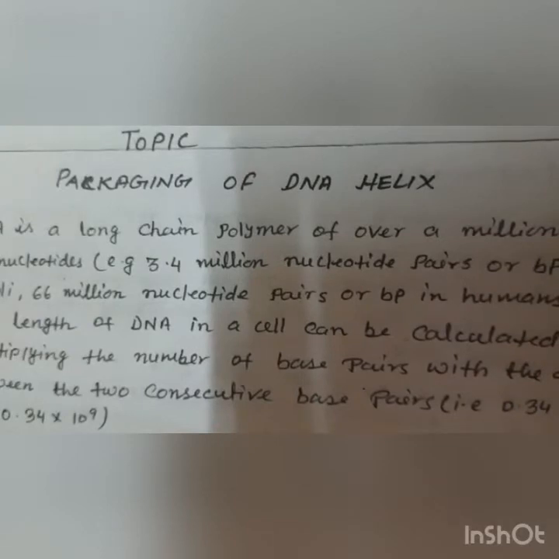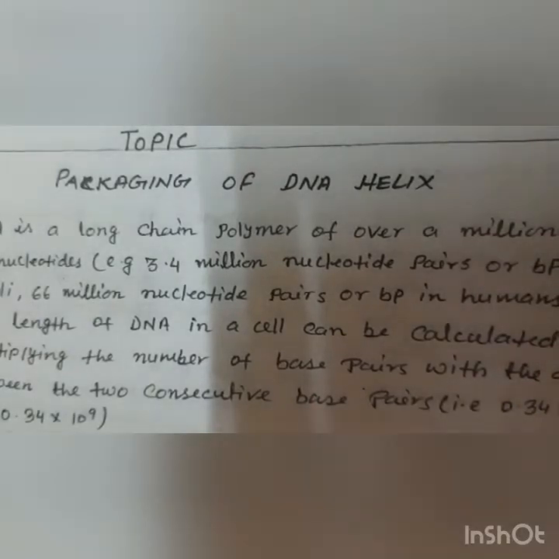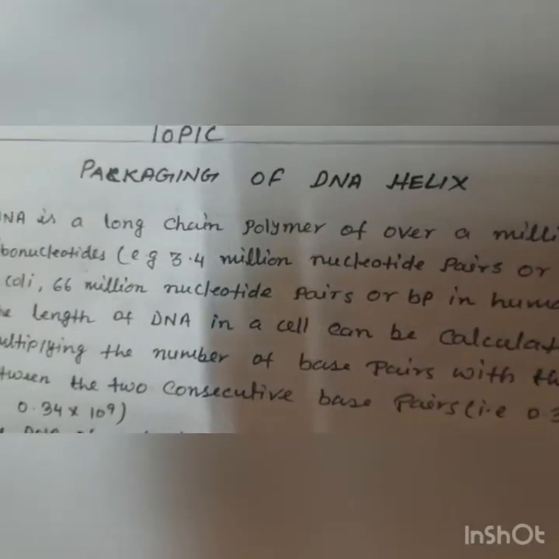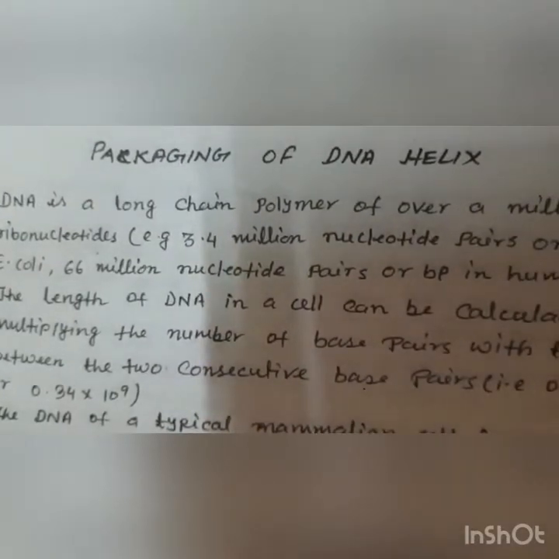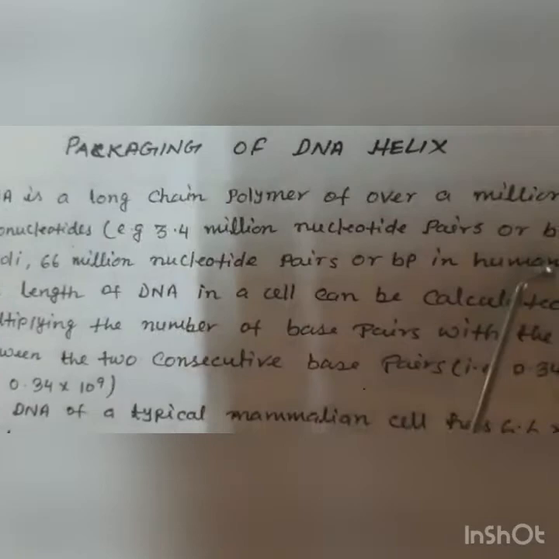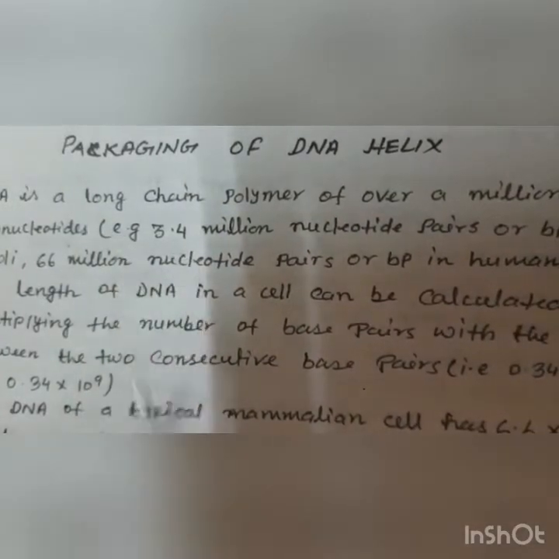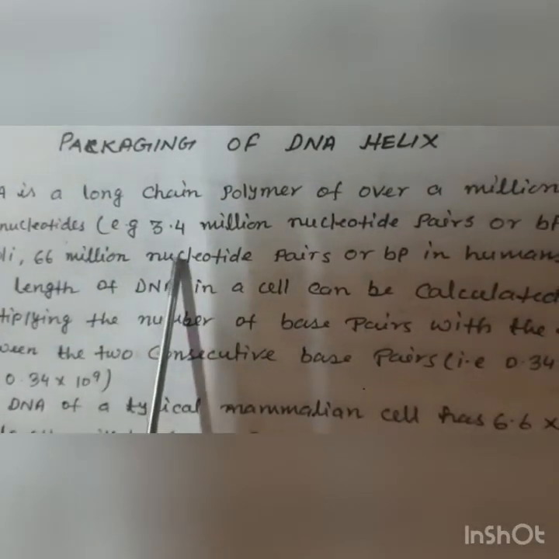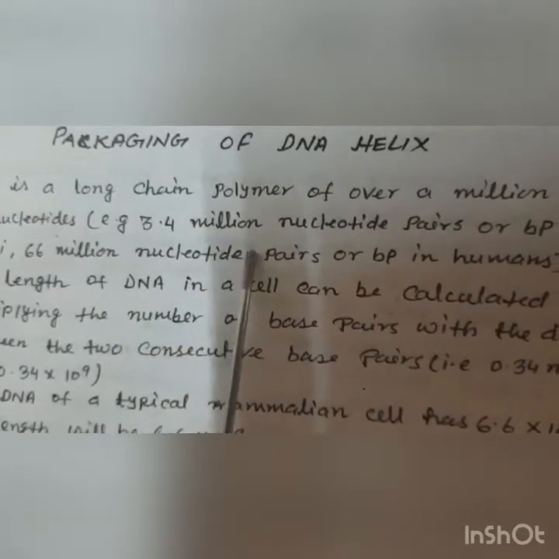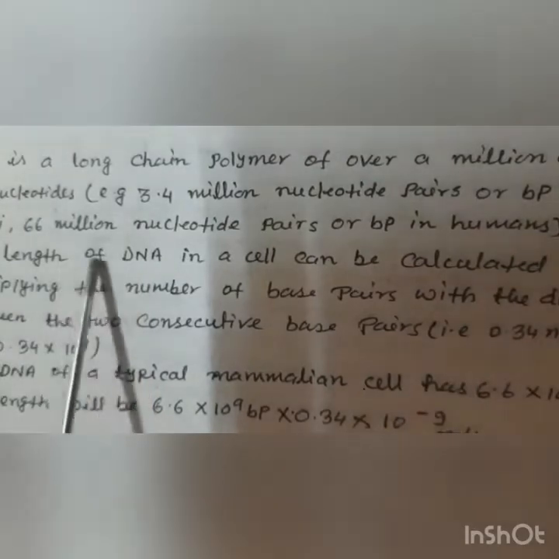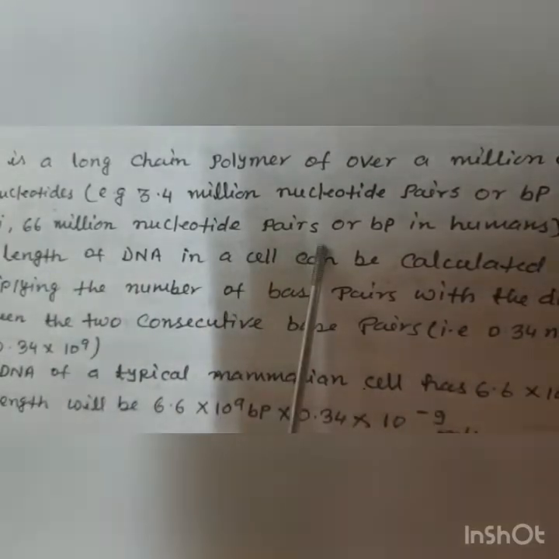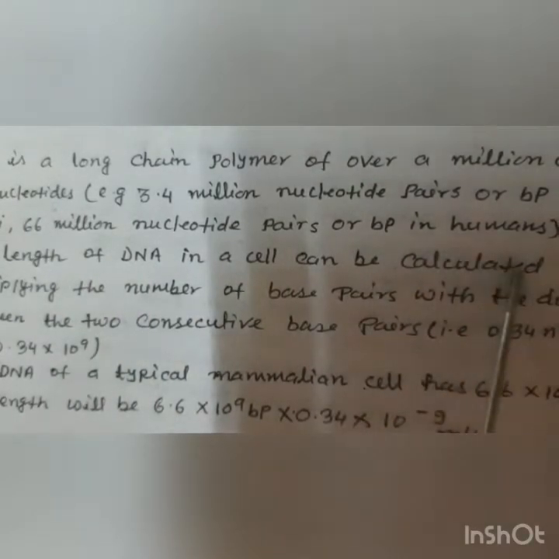How are you? Today we will learn the new chapter, new topic we can say, that is known as the packaging of the DNA helix. As you know that DNA is a long chain polymer of over a million deoxyribonucleotides. That is, it means we can say that is 3.4 million nucleotide pairs or base pair in E. coli, 66 million nucleotide pairs or base pair in human beings.